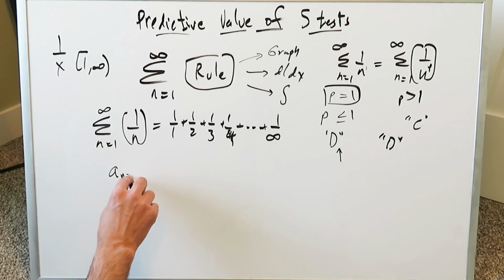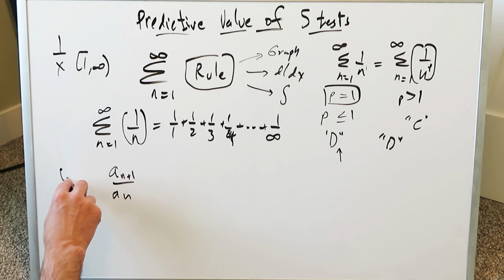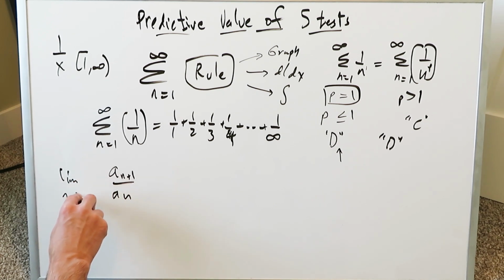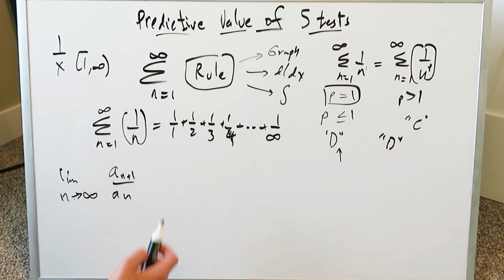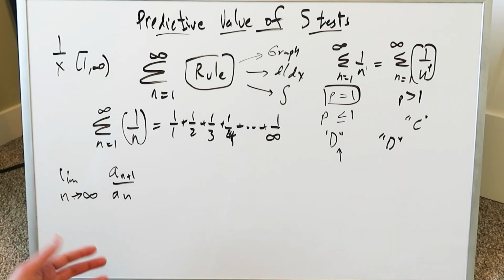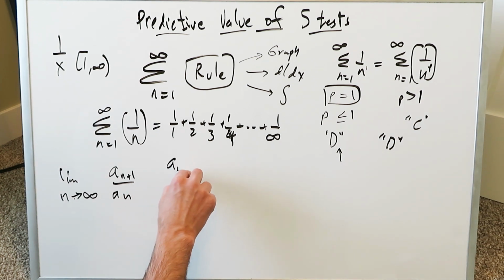In the ratio test, you're doing a_(n+1) over a_n, taking the limit as n approaches infinity. If this ratio is greater than 1, you know you're divergent. If it's equal to 1, it's inconclusive. If it's less than 1, it's convergent. But what would be our a_n value over here?